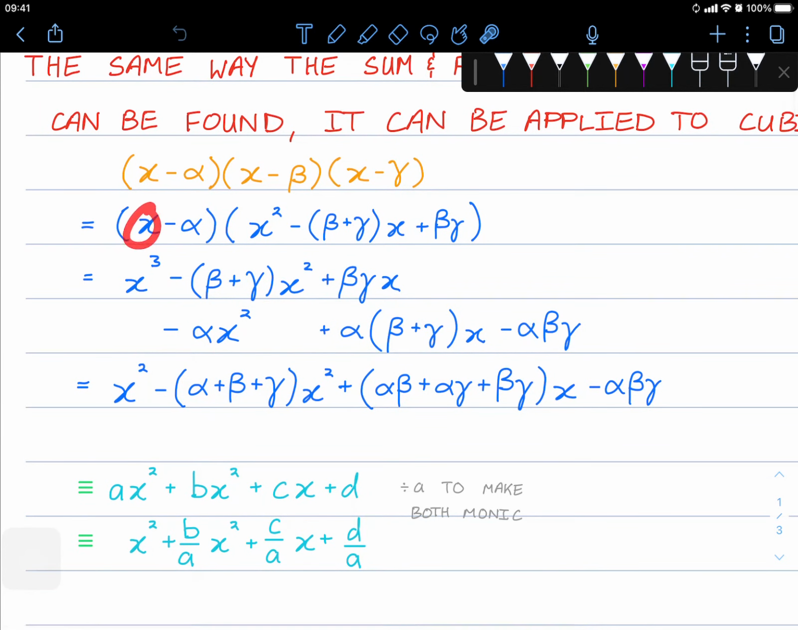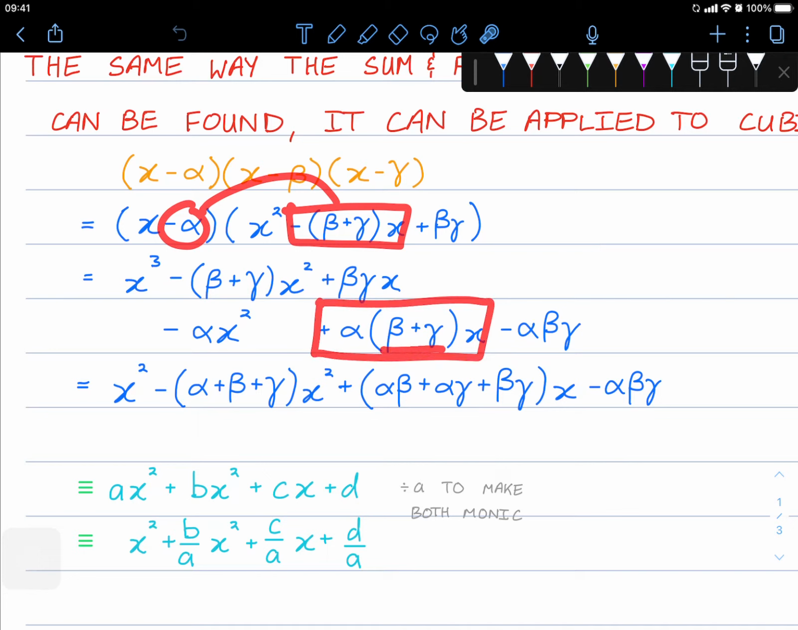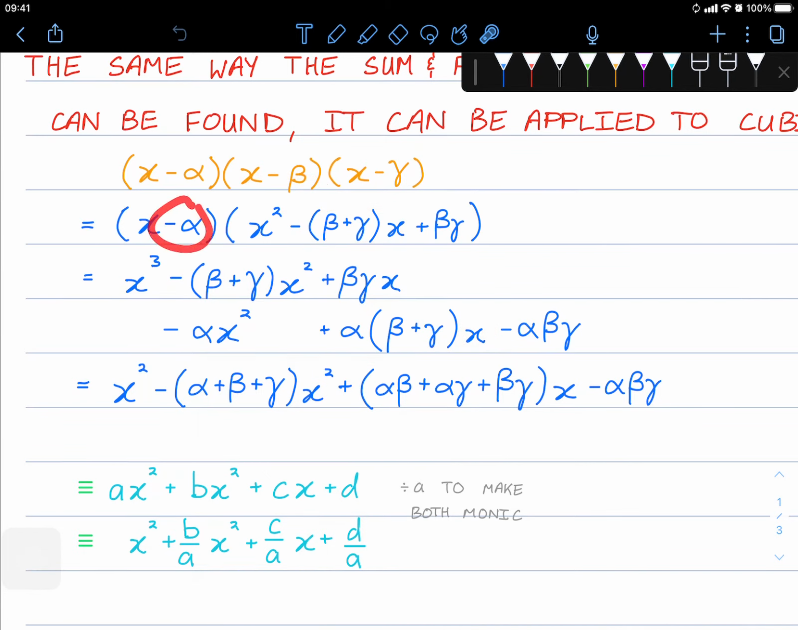If we expand this further, that becomes x times x squared, which gives x cubed. Then x times beta gamma gives beta gamma x. Moving on to this expression, negative alpha times x squared. Negative alpha times this expression here is positive alpha beta plus gamma x. And negative alpha times positive beta gamma is negative alpha beta gamma.